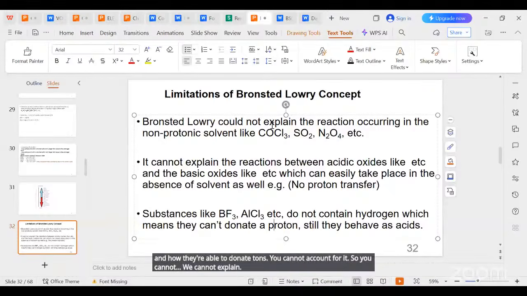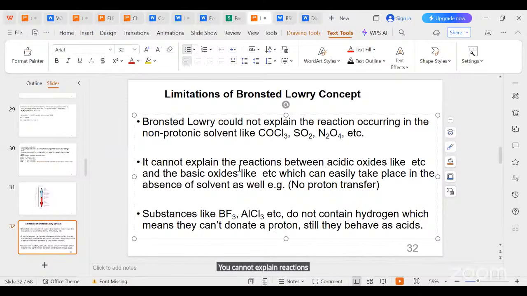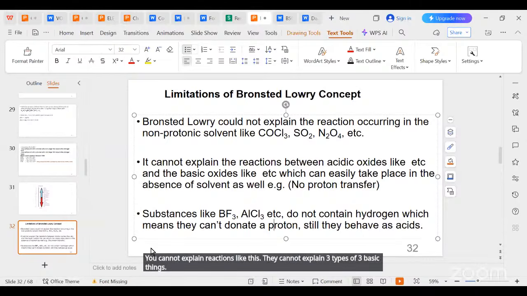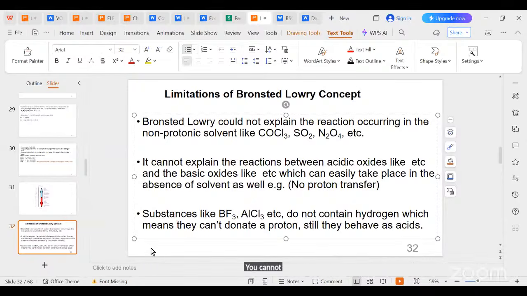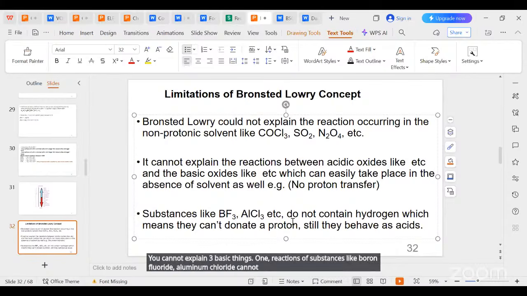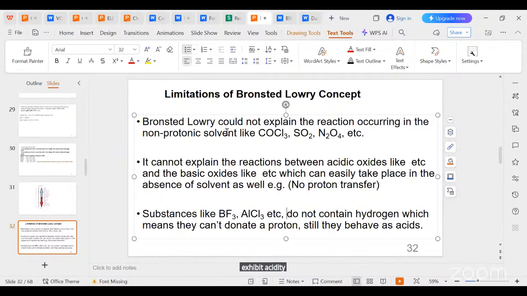It cannot explain reactions like this. So it cannot explain three basic things. One, reactions of substances like boron fluoride and aluminum chloride, how they exhibit acidity. Two, it cannot explain how acidic oxides and basic oxides react. Three, it cannot explain reactions in non-protonic solvents.